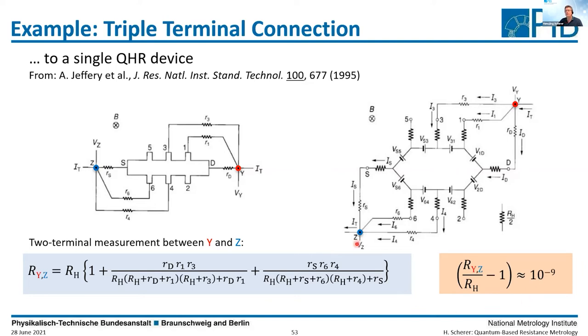For instance, what was used here is a famous so-called triple terminal connection. So you use three contacts on each side to diminish the contact resistance. Three contacts were enough to get already very close to the quantum Hall effect von Klitzing resistance, with a deviation of the order of one part in a billion.